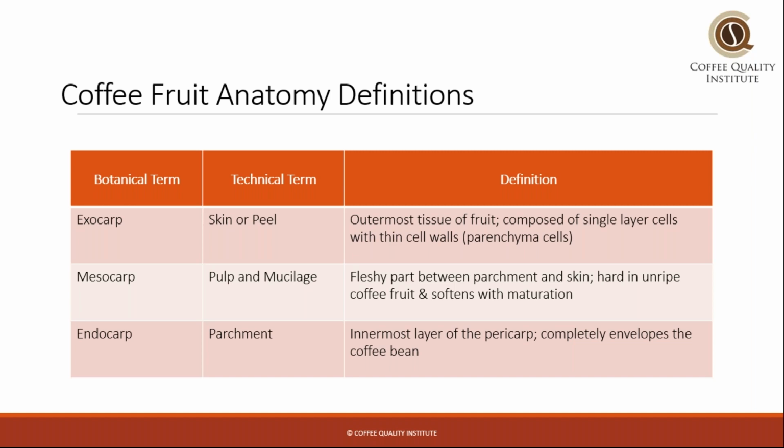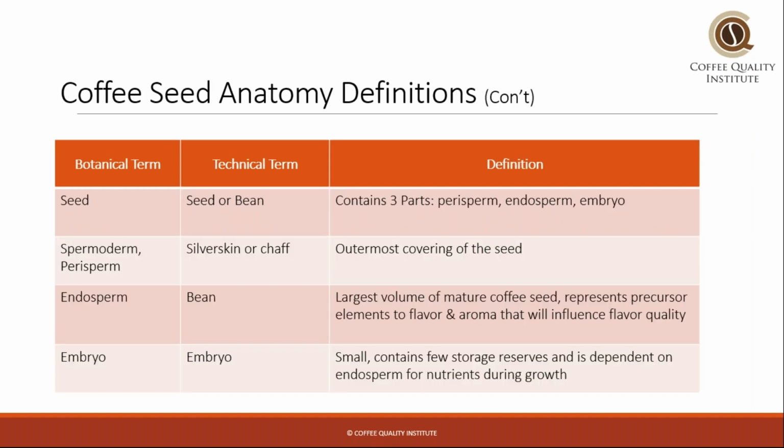Talking about the seed, we have the technical term, well, it's the seed or the bean. And then the definition is, you can think of this also comprising of 3 parts, the perisperm, the endosperm, and the embryo. So both the fruit and the seed have 3 parts botanically. The spermoderm, otherwise known as the chaff, is the outermost covering of the seed.